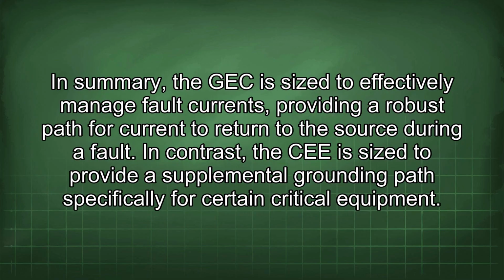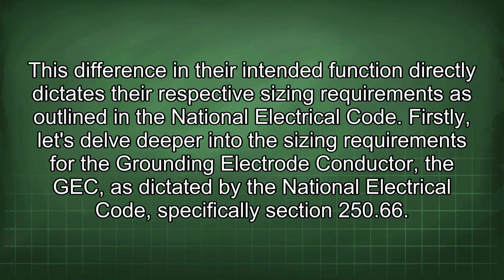In summary, the GEC is sized to effectively manage fault currents, providing a robust path for current to return to the source during a fault. In contrast, the CEE is sized to provide a supplemental grounding path specifically for certain critical equipment. This difference in their intended function directly dictates their respective sizing requirements as outlined in the National Electrical Code.